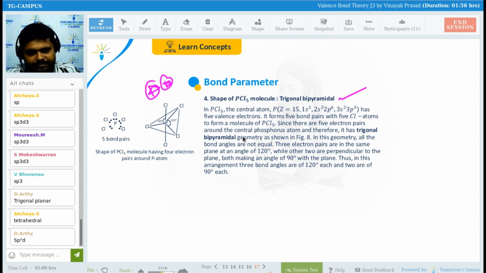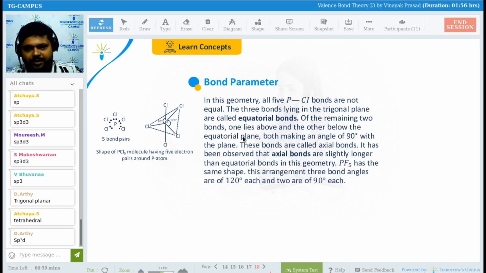Fine, everyone. Is it clear to you? Any problem till here? No problem. So for PCl5, the geometry will be trigonal bipyramidal and the hybridization will be sp3d. Very good. Now come to the next point.